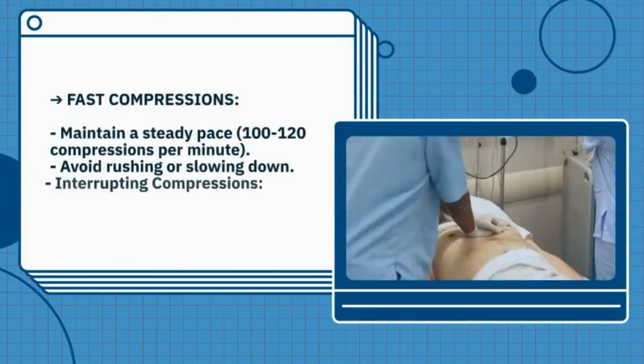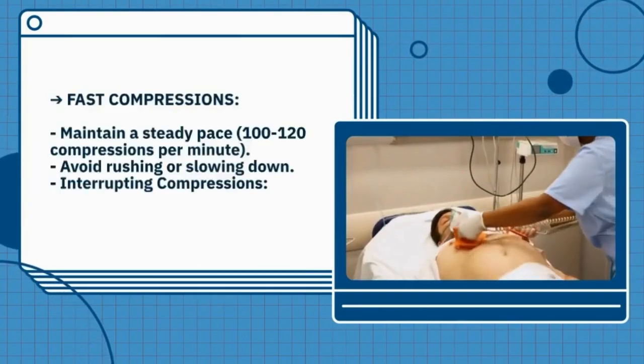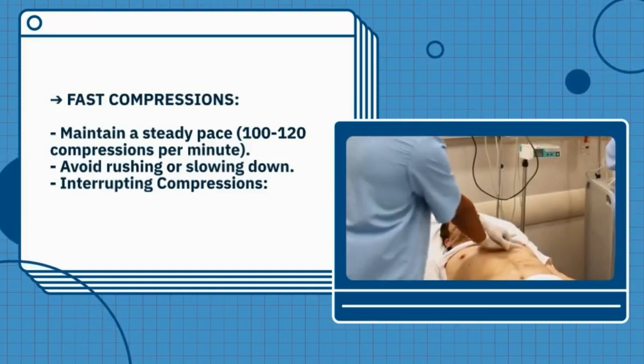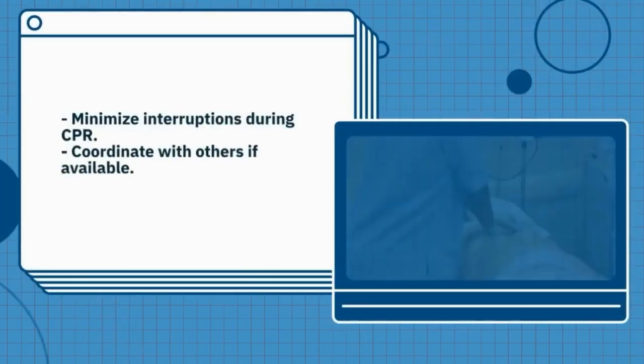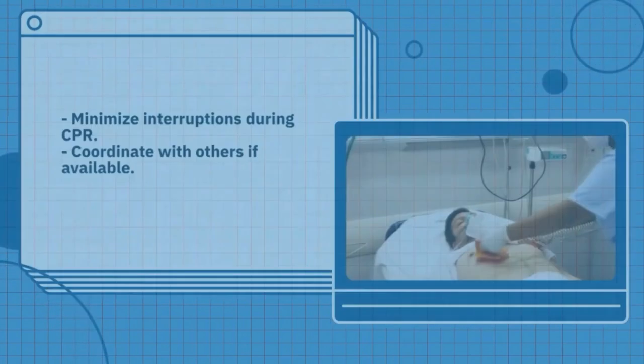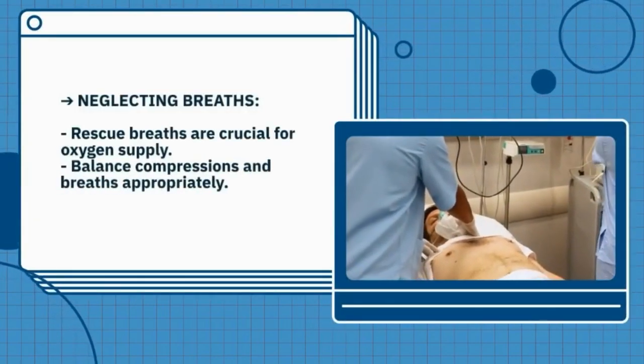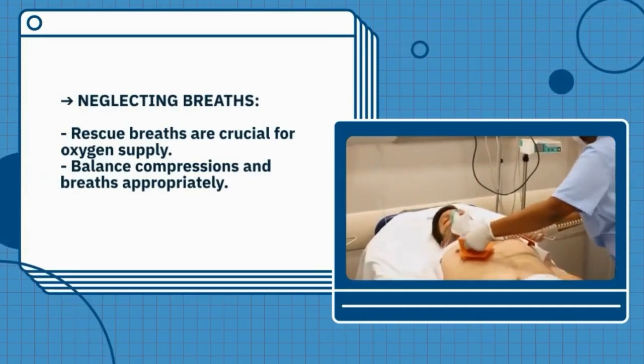Fast compressions. Maintain a steady pace, 100-120 compressions per minute. Avoid rushing or slowing down. Interrupting compressions. Minimize interruptions during CPR. Coordinate with others if available. Neglecting breaths. Rescue breaths are crucial for oxygen supply. Balance compressions and breaths appropriately.